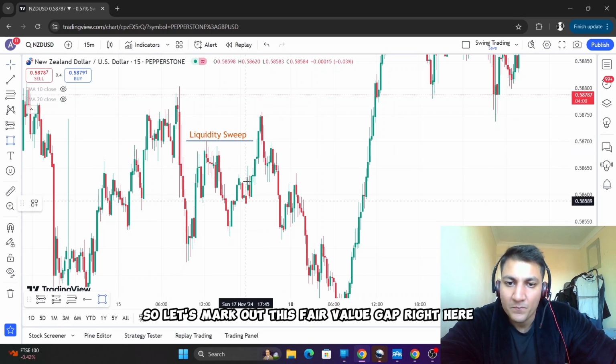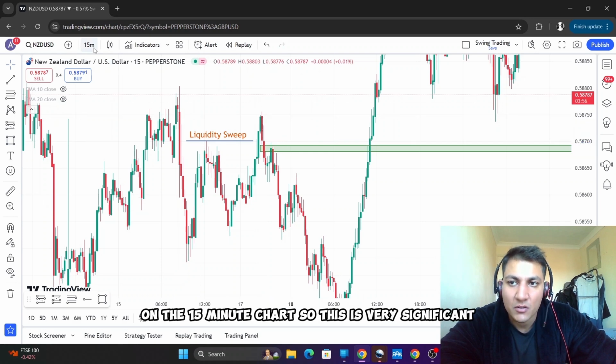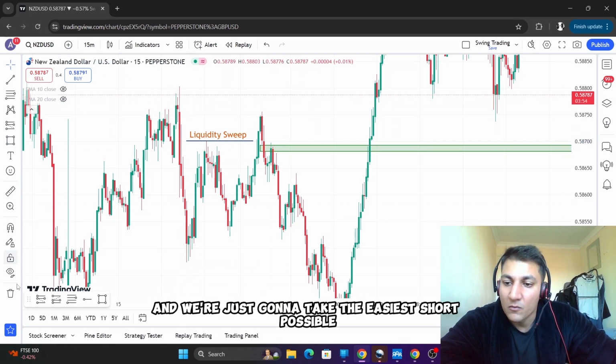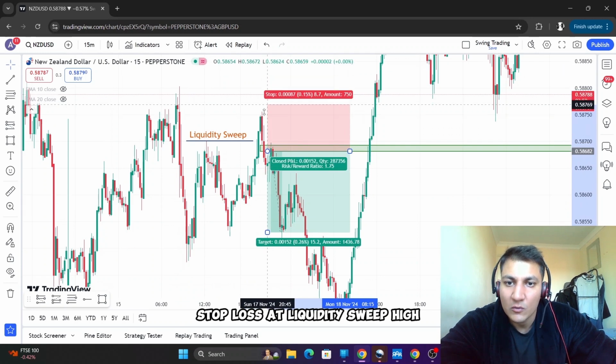So let's mark out this fair value gap right here. Here's your bearish fair value gap on the 15-minute chart. This is very significant, and we're just going to take the easiest short possible. So we're going to short right here, with the stop loss at the liquidity sweep high.